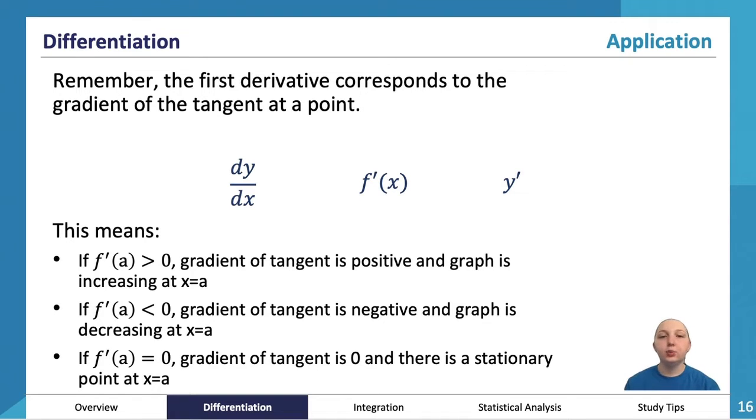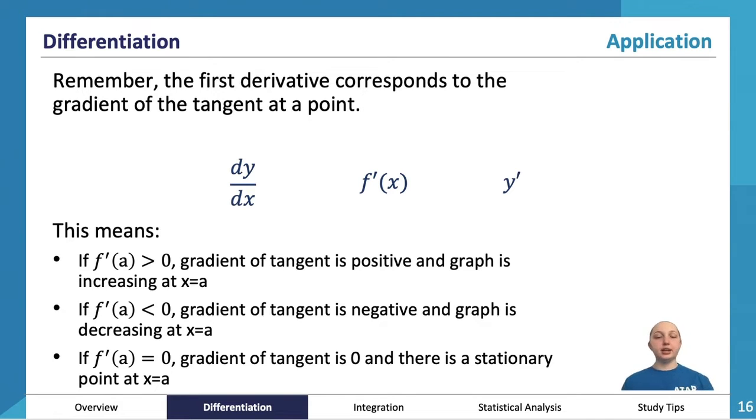So then we've got, I guess, what does it mean to have the first derivative? Like we said, the first derivative is about the gradient of the tangent at a particular point. You will see the first derivative written as dy dx, f dash x, y dash. This can really be any pronumerals technically, although most commonly it is y dash.